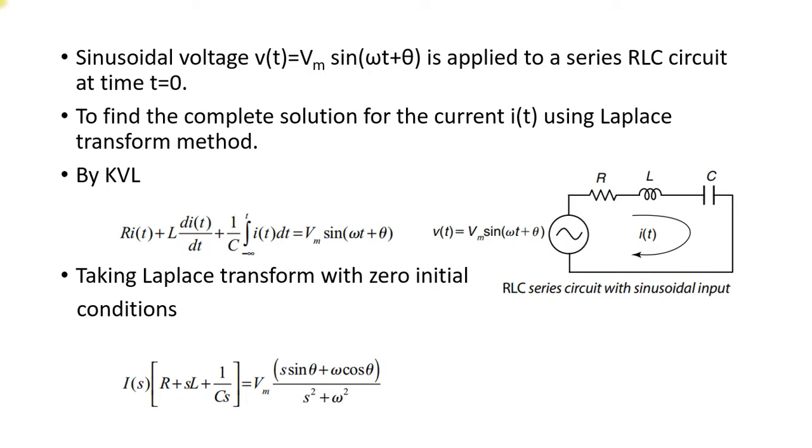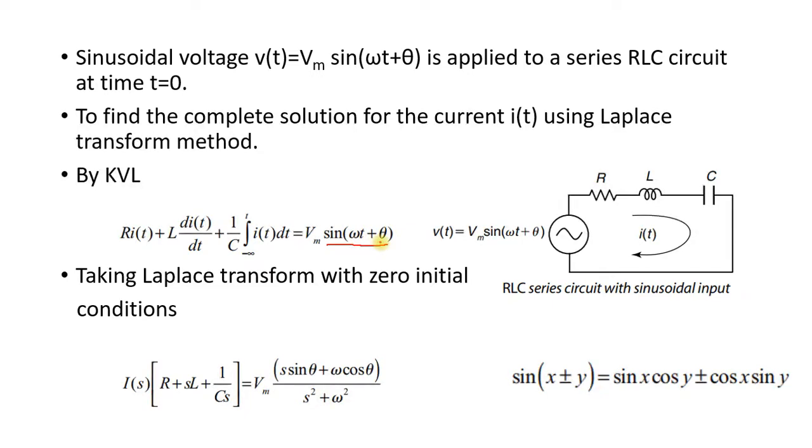I take the Laplace transform of the corresponding equation, which results in I(s) into R plus sL plus 1/Cs, which is equal to Vm into s sin theta plus omega cos theta divided by s square plus omega square. Here, this is in the form of sin(A plus B). We know the formula: sin(A plus B) is sin A cos B plus cos A sin B. Here instead of A, omega t is present, and instead of B, theta is present.